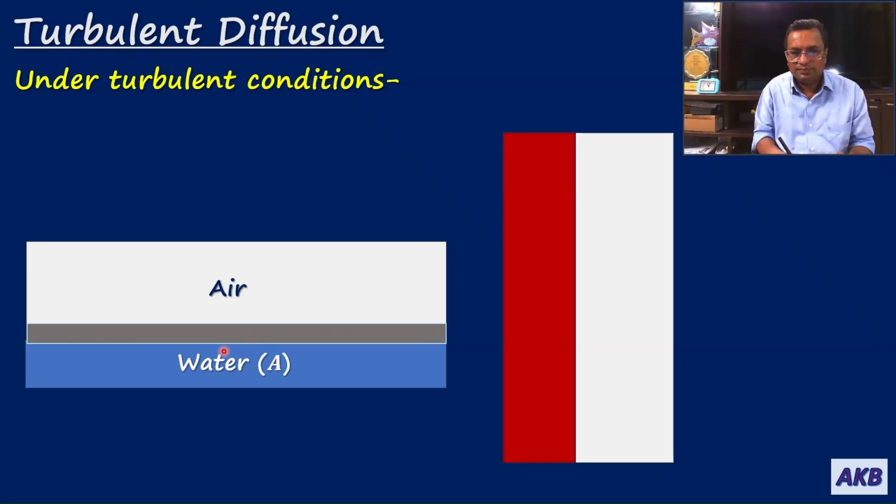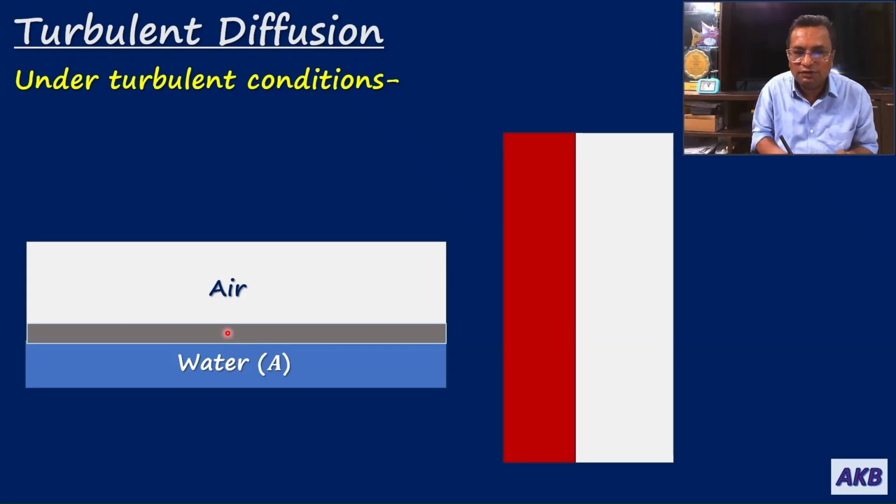Now in this, even though air is moving under turbulent condition, very close to the surface of water, there is a thin film of air. And why is it different from the bulk of the air? Because in this thin film, which is close to the surface of water, conditions are laminar. And in these laminar conditions, molecular diffusion will be predominant, that is, within this film.